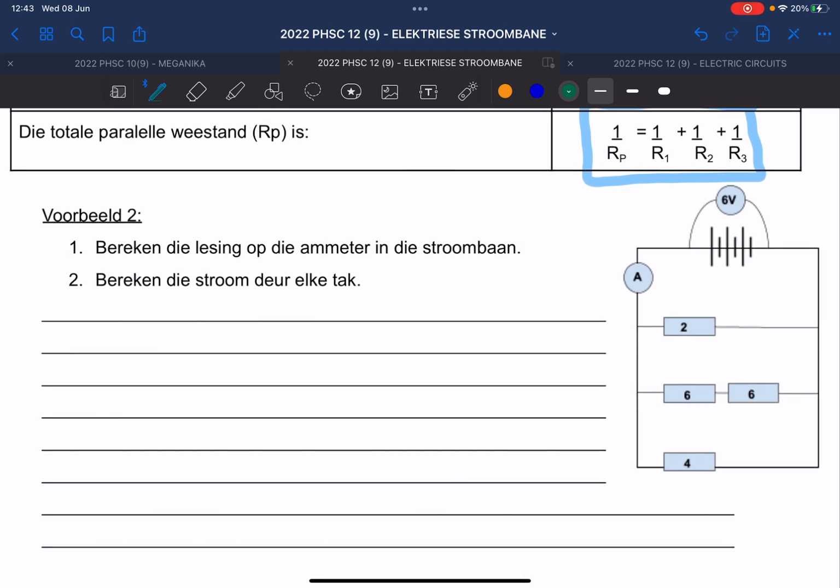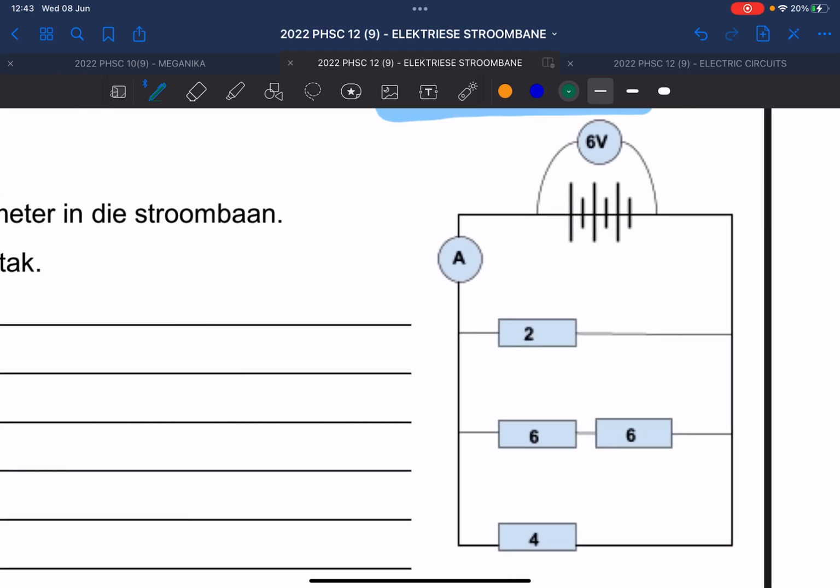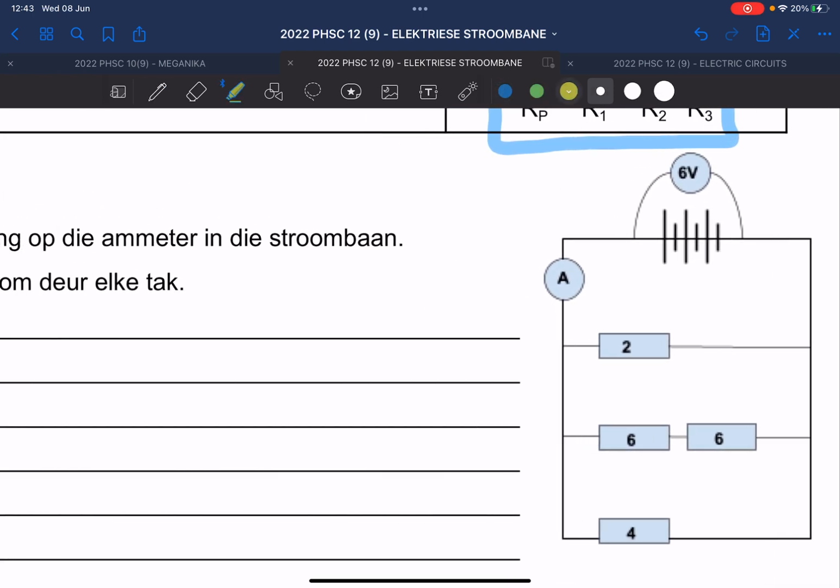Let's quickly look at this scenario here. It says, consider it and then determine the reading, blah, blah, blah. So, kom ons gaan eers highlight. Hier gaan my mannetjies. Ek sien almal gaan deur daai ammeter. Okay? So that ammeter measures the total current. Then the current splits up. Dan gaan die stroom opsplit. Bietjie daardeur, bietjie daardeur, bietjie daardeur.